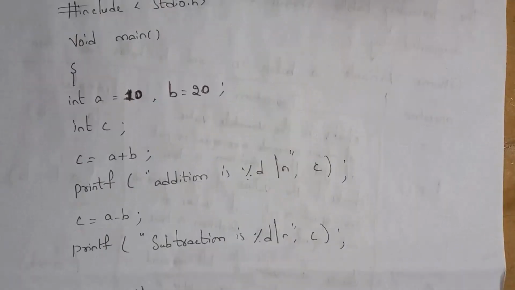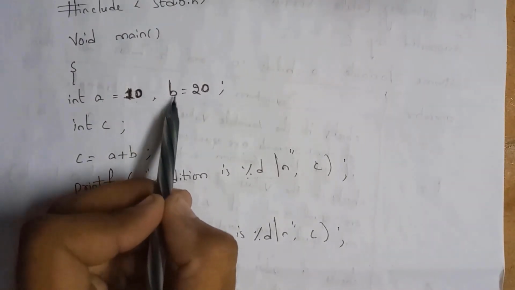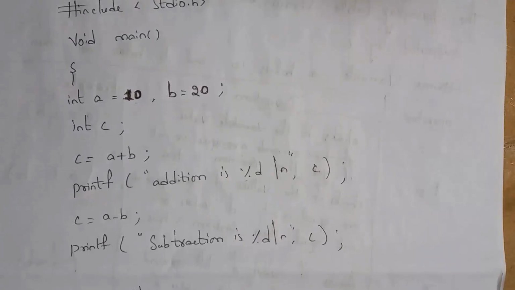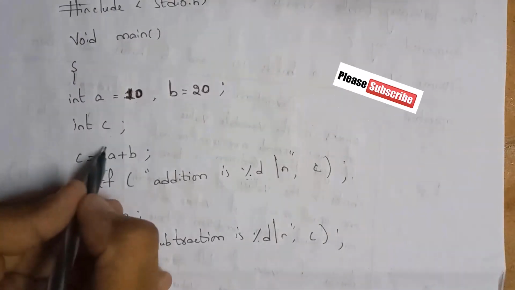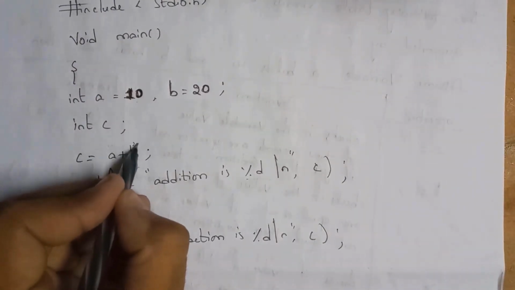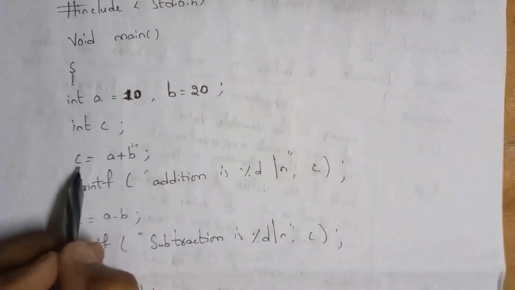This is C program for arithmetic operators. Here I took 3 variables, where variable a contains value 10 and variable b contains value 20 and variable c will store result. At first I want to perform addition. So here I written c equal to a plus b. Value of a is 10 and value of b is 20. So I will get result as 30 and this 30 will be stored in variable c.